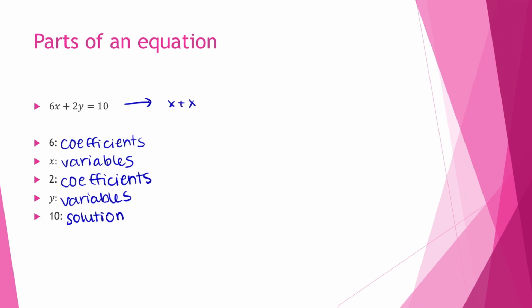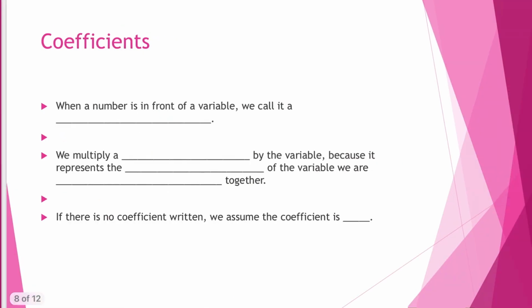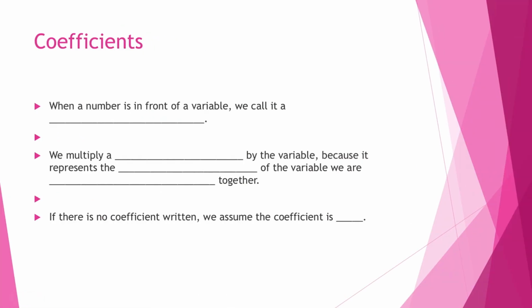So if I was to rewrite this, it would be x plus x plus x plus x plus x plus x plus y equals 10. But again, I don't write it all the way out. I just write 6x, and really that means 6 times x. Even though I don't write the times, it's still technically there because it's saying it's that many times, and timesing is just adding it together that many times. So when a number is in front of the variable, we call it a coefficient.